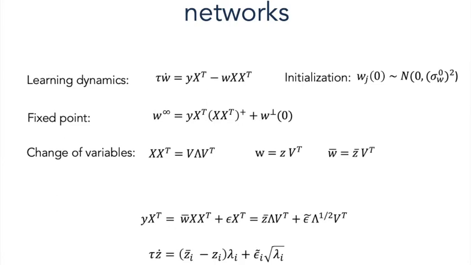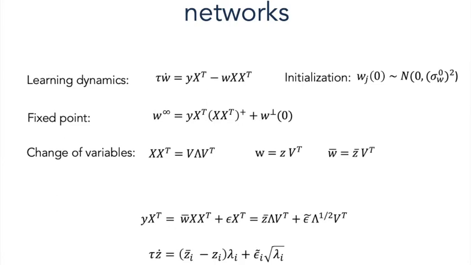So the fixed point is going to be at the least squares solution, plus possibly a contribution from parts of the weights that are orthogonal to the input data if you're in an over-parameterized model. But we're really interested in the full trajectory you take, not just where you wind up, but the full trajectory.